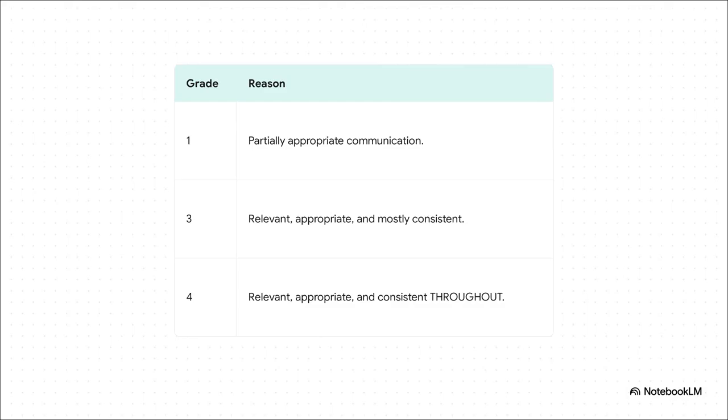Again, look at the difference between a 3 and a 4. For 3 marks, your communication is mostly consistent. But to get all 4, it has to be consistent throughout. See that word? That's the key. It means from page 1 to the very end, your notation, your definitions, everything is perfect and consistent.